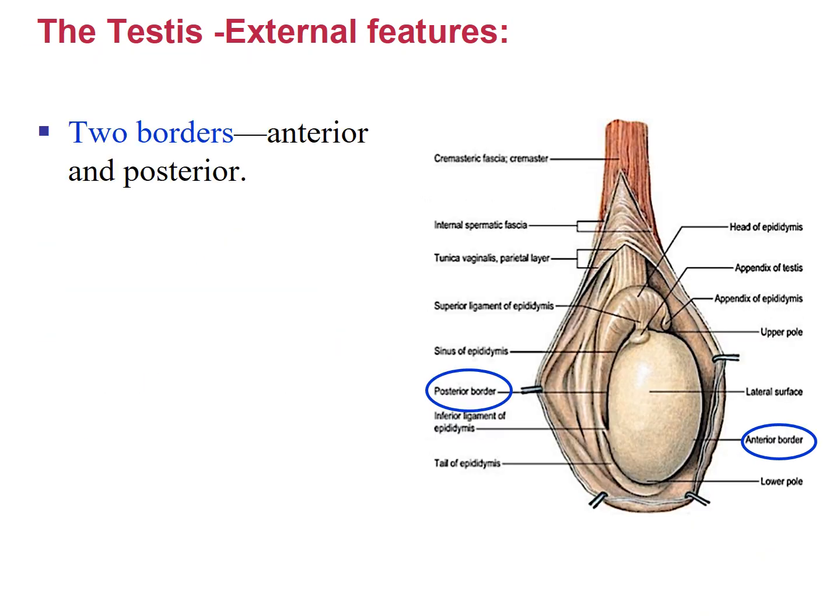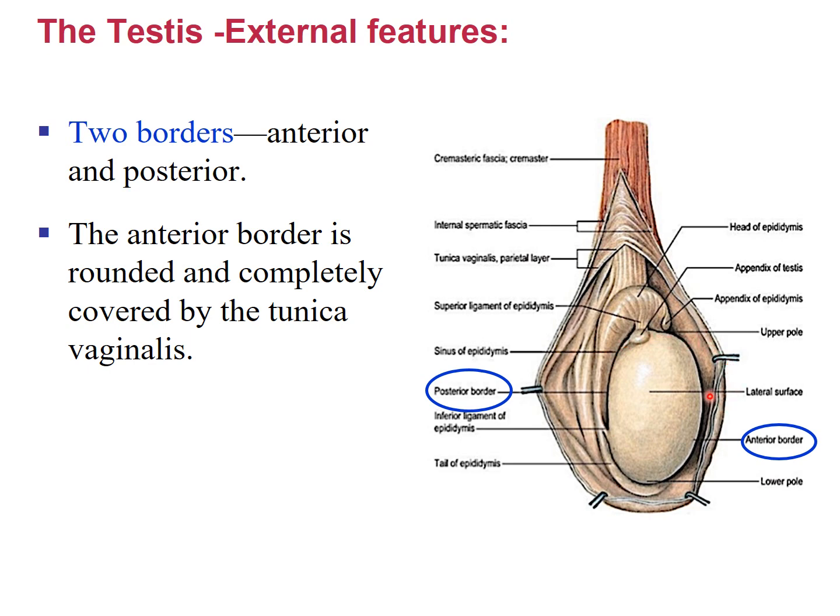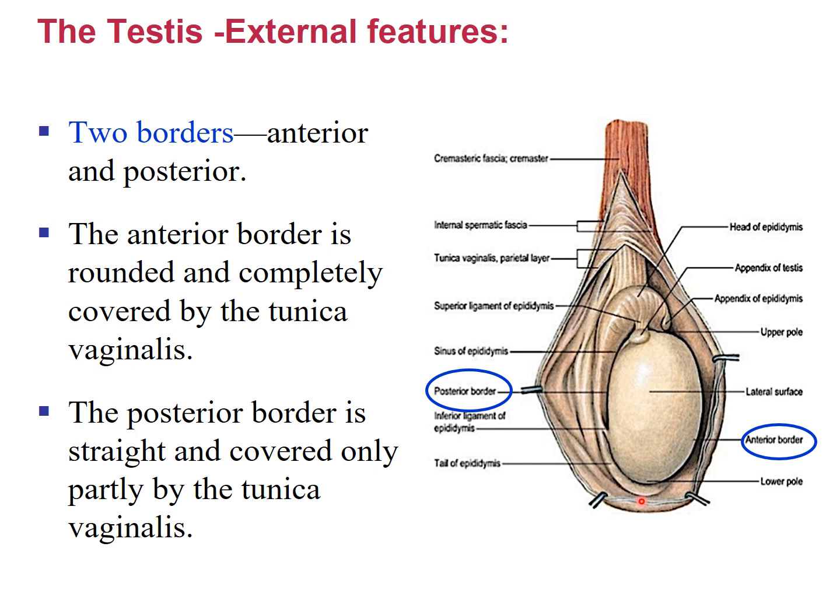The testis consists of two borders, anterior border and the posterior border. The anterior border we can locate here. This is the anterior border and this one is the posterior border. The anterior border is rounded and completely covered by tunica vaginalis. This is the outermost covering layer of the testis. And posterior border is straight and tunica vaginalis only partially covers it. That is because between these two structures, that is the tunica vaginalis and this posterior border of the testis, you can find another structure here, that is the epididymis.